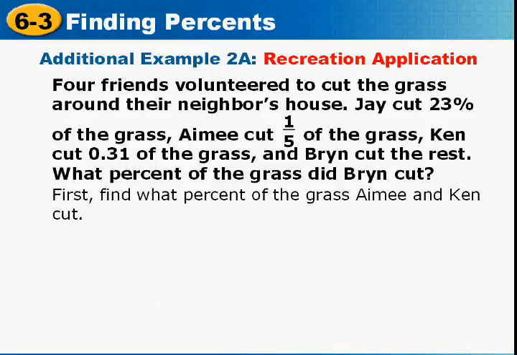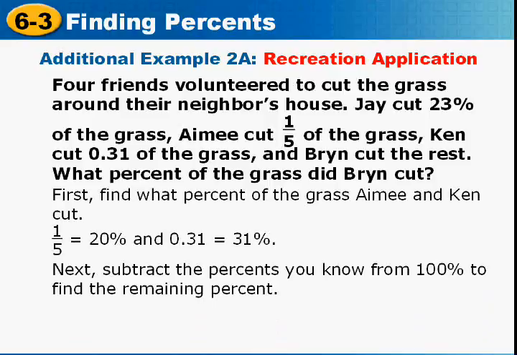First, you need to find what percent of the grass Amy and Ken cut. So 1/5 was what Amy cut, and that equals 20%. If you didn't know that, you can do top in, bottom out, move the decimal 2 places to the right. 31/100 was how much grass Ken cut, and you just move the decimal 2 places to the right, so Ken cut 31%. And we already know that Jay cut 23%.